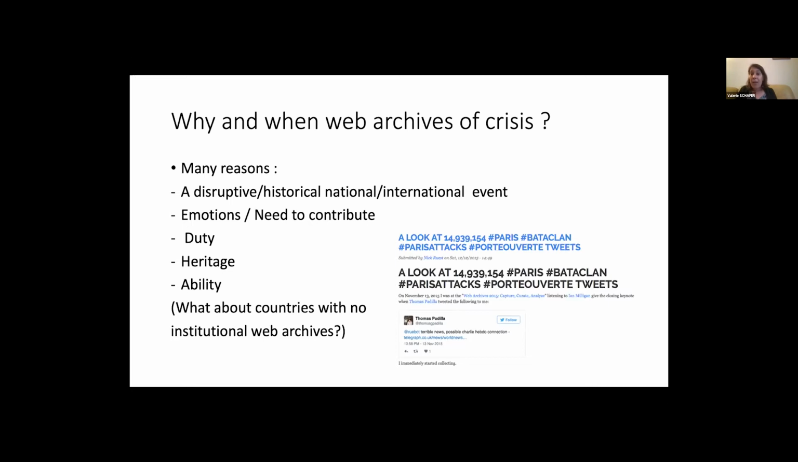Then why web archives of crisis and why are web archivists and people reacting? There are many reasons. Of course, the feeling that you are living a historical and disruptive event, but also emotions and the need to contribute. This was very clear, for example, during the terrorist attacks. Many individual initiatives also arose, like the one by Nick Ruest, for example, preserving Twitter. And there is also an ability, if you have the technical ability, because if you don't have it, then it's difficult. Of course, you have to find another way to contribute.